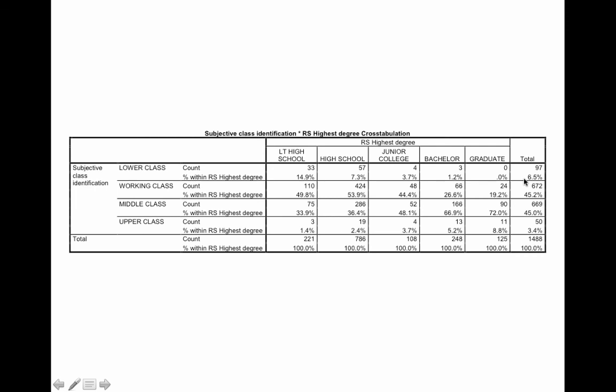So that's all we're going to cover in this section. Stay tuned for the next video where we're going to talk about SPSS and then also measures of association and chi-square.